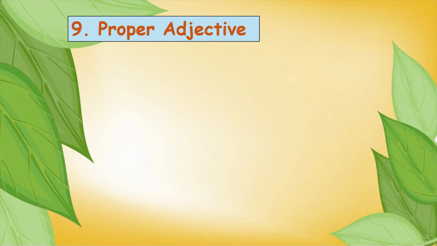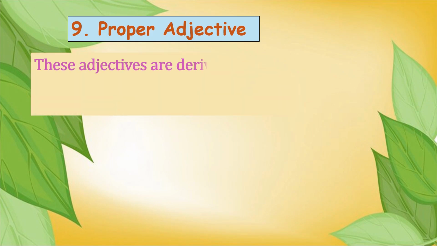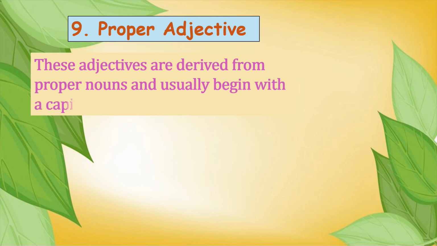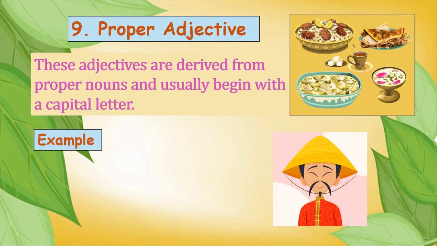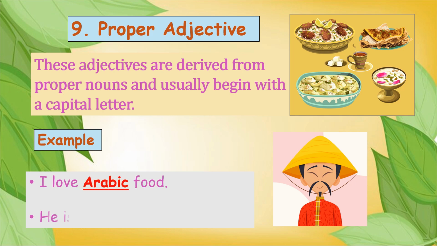Number 9 is proper adjective. These adjectives are derived from proper nouns and usually begin with a capital letter. For example, I love Arabic food. He is wearing a Japanese hat.